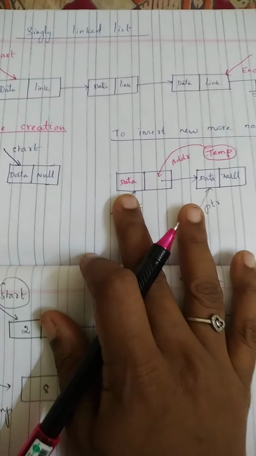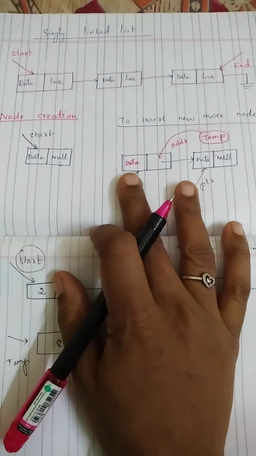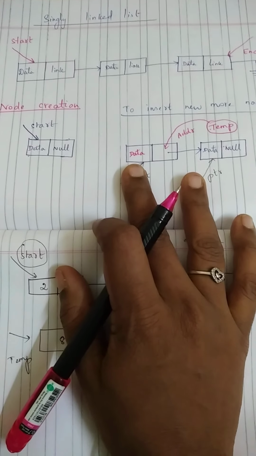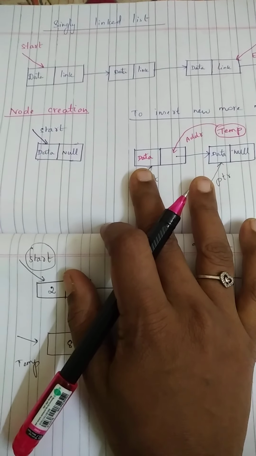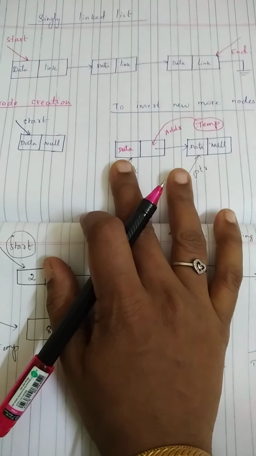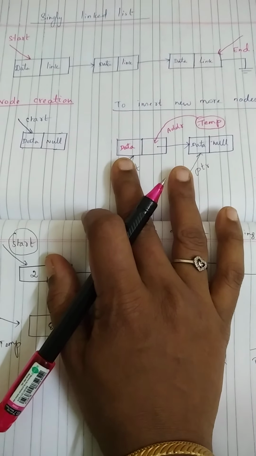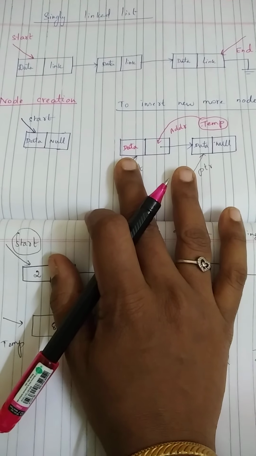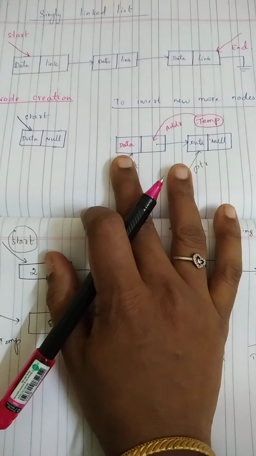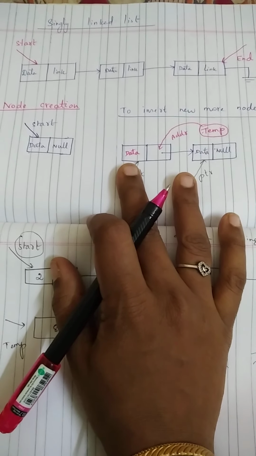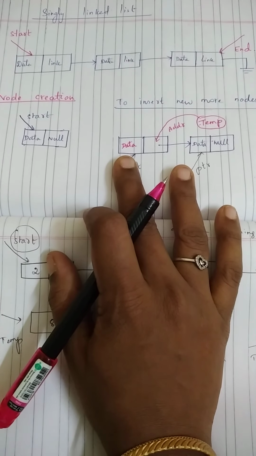So in the last video I explained what a linked list is, what the important components or elements present in a linked list are, what is data and what is link, and how we can traverse from one node to another node. So this is what we discussed in the last video.